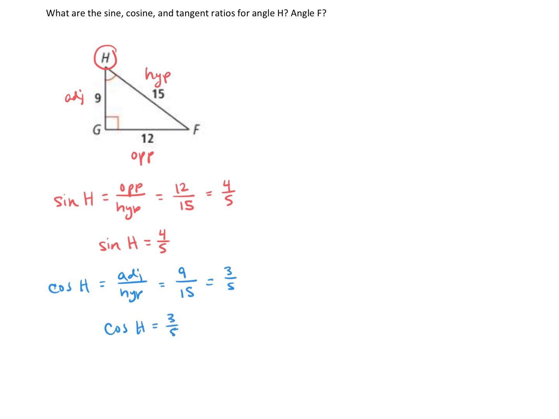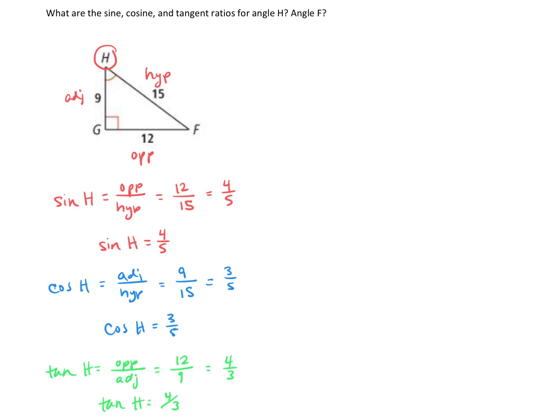And then our last one is our tangent function. So tangent of angle H is equal to the opposite side over the adjacent side. The opposite side is 12, the adjacent side is 9. 12 over 9 reduces to 4/3. So tangent of angle H is equal to 4/3. So there are your three trig functions for angle H.